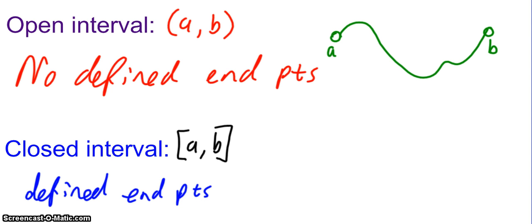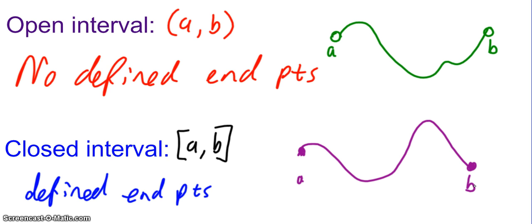So let's draw a picture. That's my a now, and that's my b. That's a closed interval. So that's what we're talking about when we say open interval versus closed interval. Open interval, no defined endpoints. It doesn't mean that it's negative infinity to infinity. It could just be some segment, but we're just not including the endpoints. Or it could be negative infinity to infinity. But closed interval, we have defined endpoints.